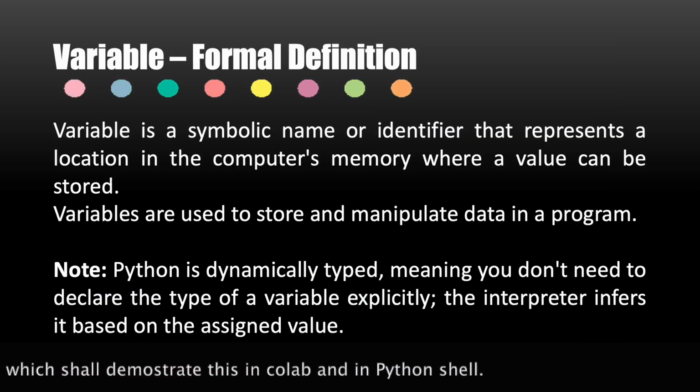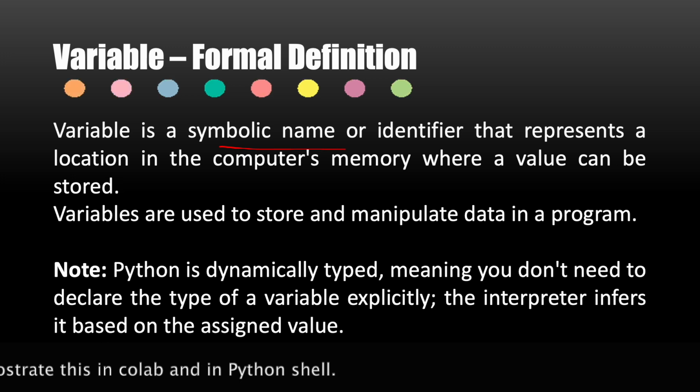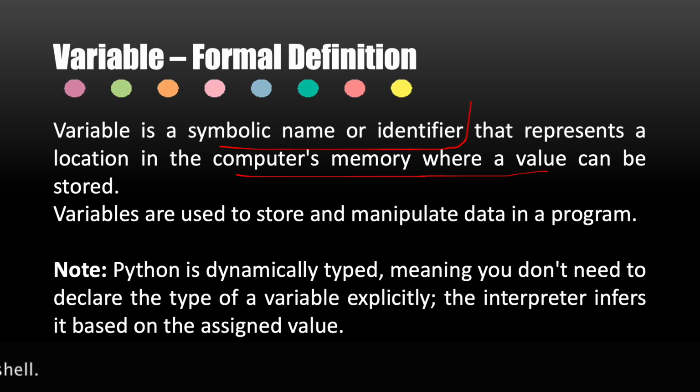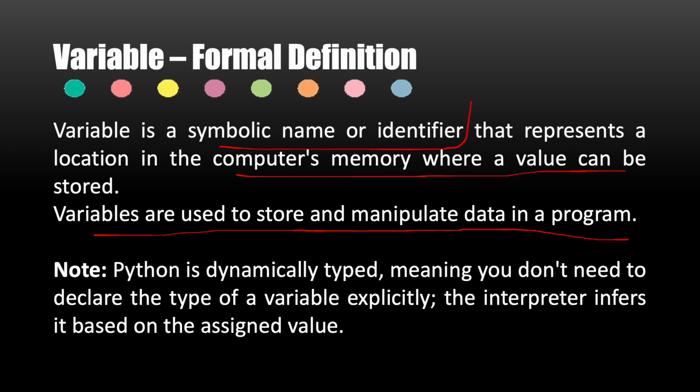The formal definition of a variable: it's a symbolic name or identifier that represents the location in computer's memory where a value can be stored. Variables are used to store and manipulate data in the program. And this point will keep on coming. Python is a dynamically typed language, which means that we need not declare the type of a variable explicitly. If you just say x is equal to 3, it is understood automatically by the Python interpreter that x is an integer and it contains the value 3. You need not write int x equal to 3.